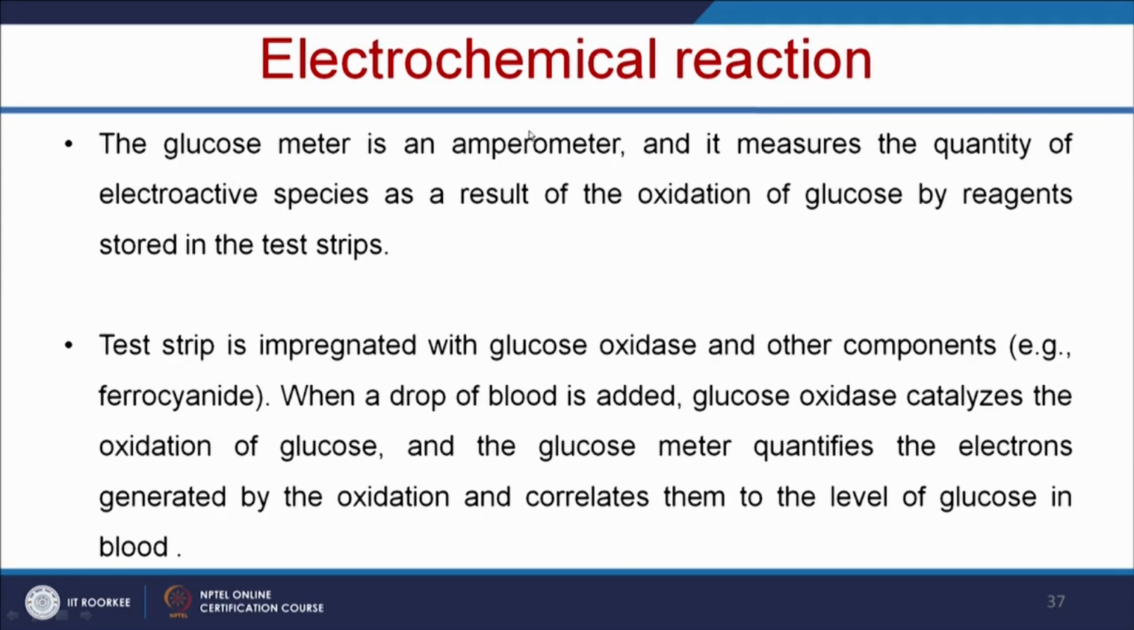This glucose meter is an amperometer, and it measures the quantity of electroactive species as a result of oxidation of glucose by reagents stored in the test strips. The test strip is impregnated with glucose oxidase and other components. So when you add a drop of blood, the glucose oxidase catalyzes the oxidation of glucose, and the glucose meter quantifies the electrons generated by the oxidation and correlates them to the level of glucose in the blood.